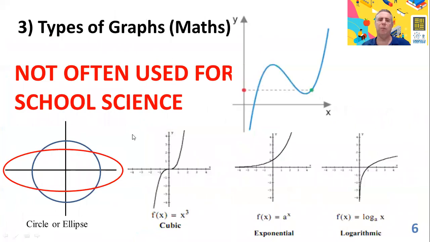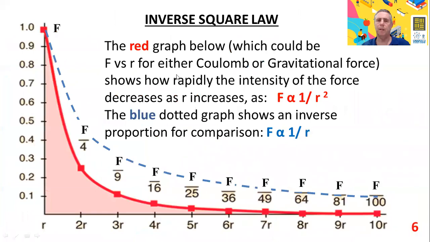Finally, these 4 types of graphs, circles or ellipses, cubic, exponential, and logarithmic, they are quite legitimate graphs in maths and in university physics, but at school you'll be unlikely to encounter these graphs in school science. Now, I'd just like to mention one other type of graph. This is not in your books, and that's why the page number is in red.